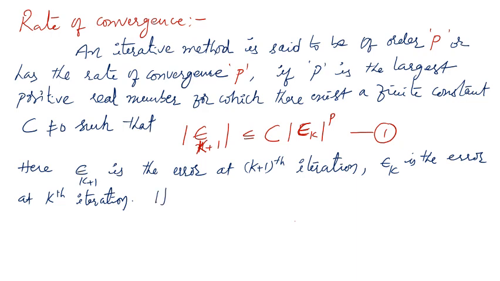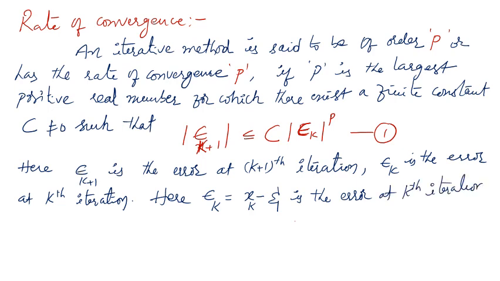and here what is error? Generally error means exact minus approximation, but for our convenience we are taking approximate root minus exact root as the error at a kth iteration. See, error may be positive or negative, but quantity is same.